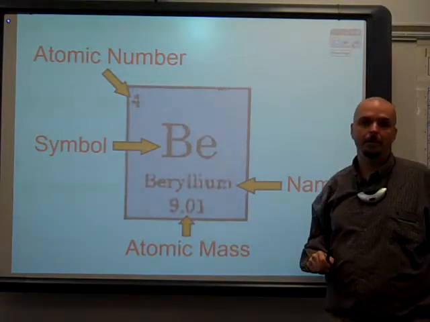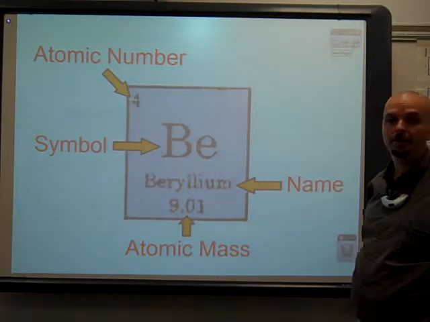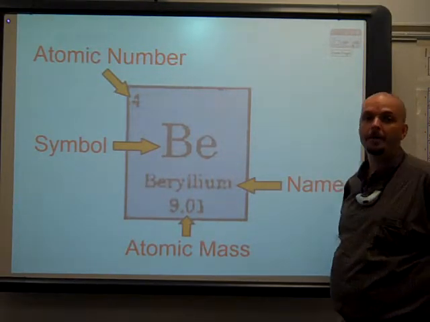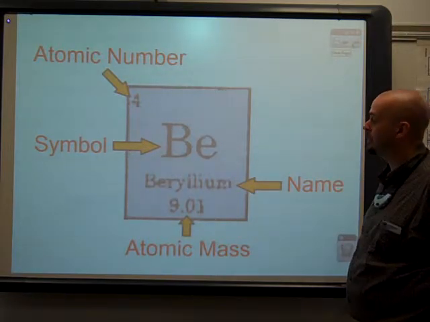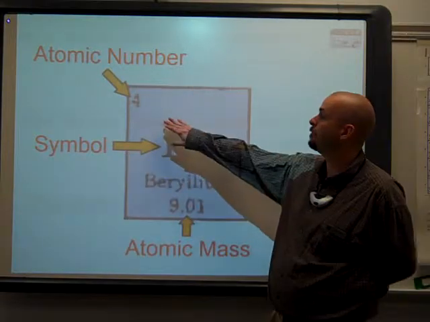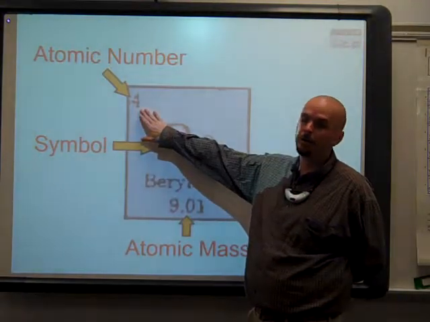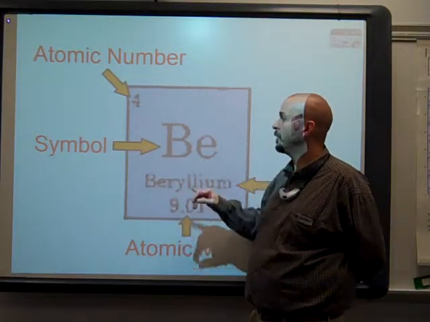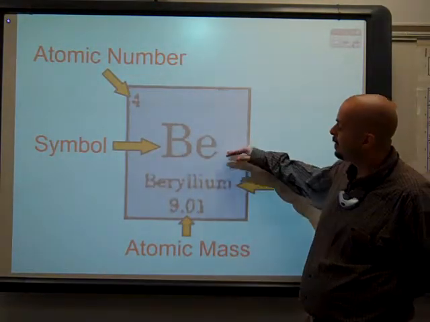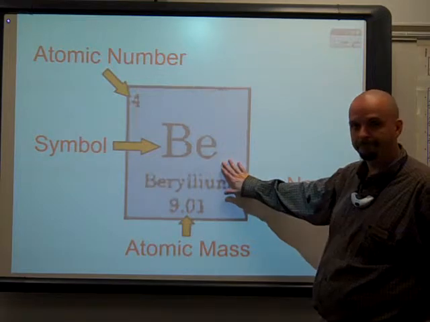First, to the boxes. There are 4 pieces of information in each box of the periodic table. This is directly off the periodic table that you'll be given for your end of course exam. In each box, in the top left corner, you're going to find the atomic number, always a whole number. This is beryllium's box, its atomic number is 4. Under that, you'll find the symbol for the element.